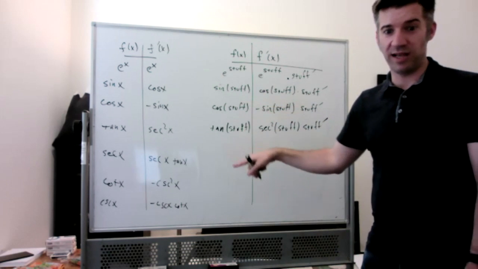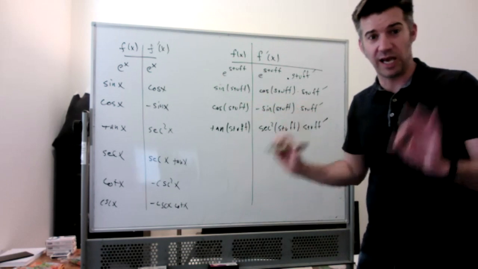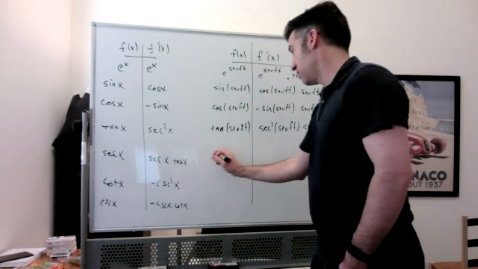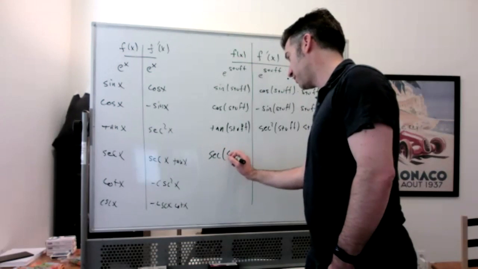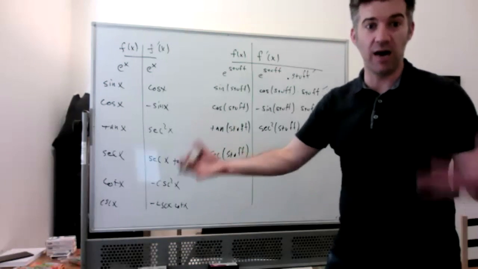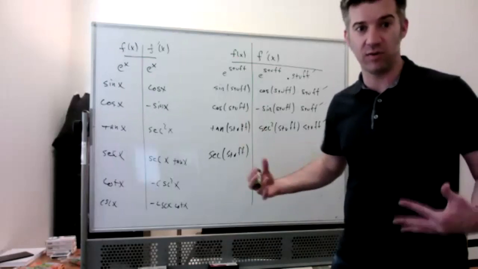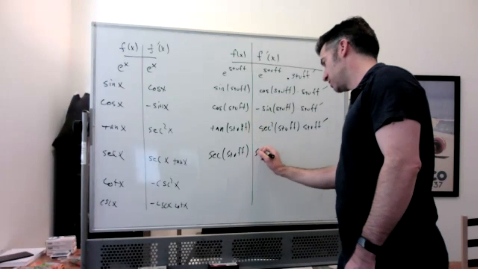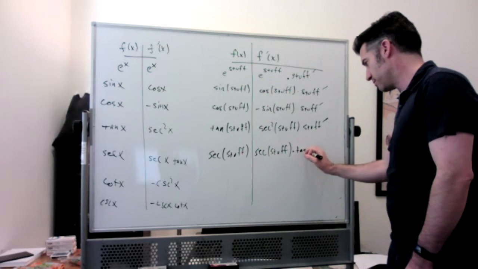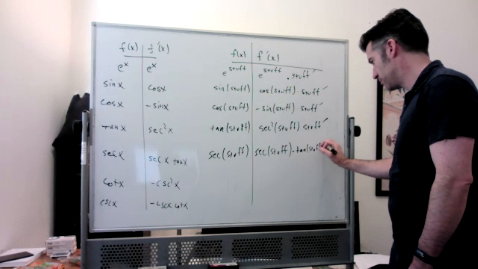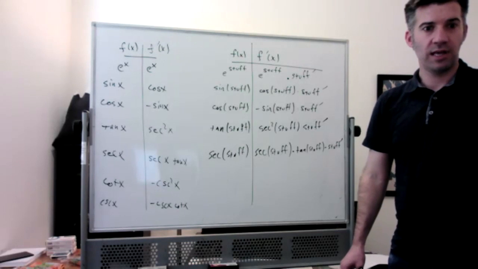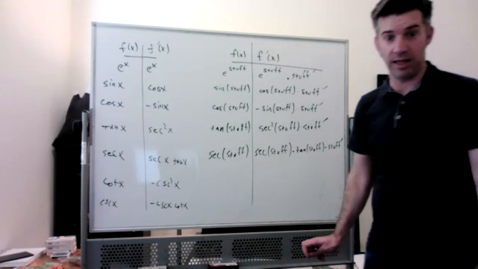And I really want to write the next one down because I feel like it's one that often throws people off. The derivative of secant of x is secant of x times tangent of x. The derivative of secant of stuff is not secant tangent of stuff. It is secant of stuff times tangent of stuff times the derivative of the stuff, which is kind of a lot to write. I won't do the last two because I think you get the idea now.